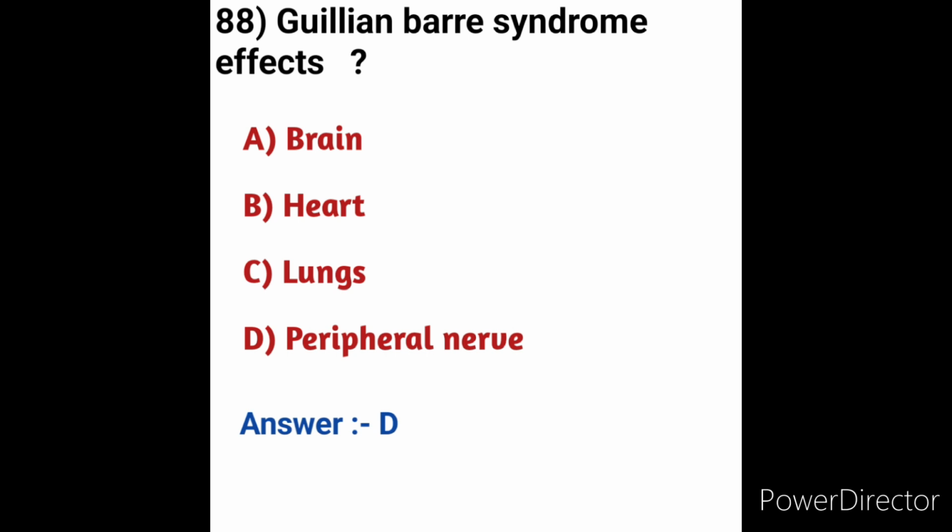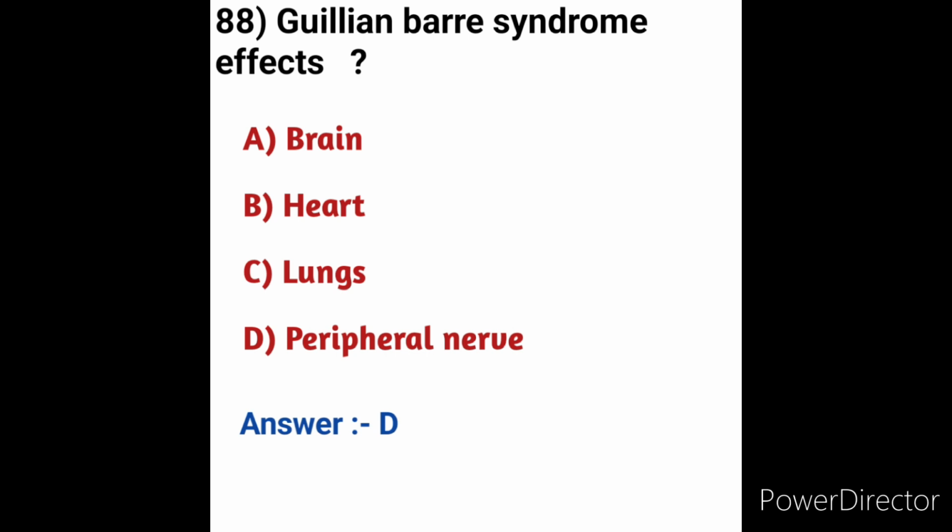Guillain-Barré syndrome is a rare neurological disorder in which the immune system attacks part of the peripheral nervous system. It can cause muscle weakness, reflex loss, and numbness or tingling in parts of the body. It can lead to paralysis also, but it is not permanent. The paralysis is temporary in these cases. Here the peripheral nerves are affected. So option D is the correct answer. Guillain-Barré syndrome affects the peripheral nerves.